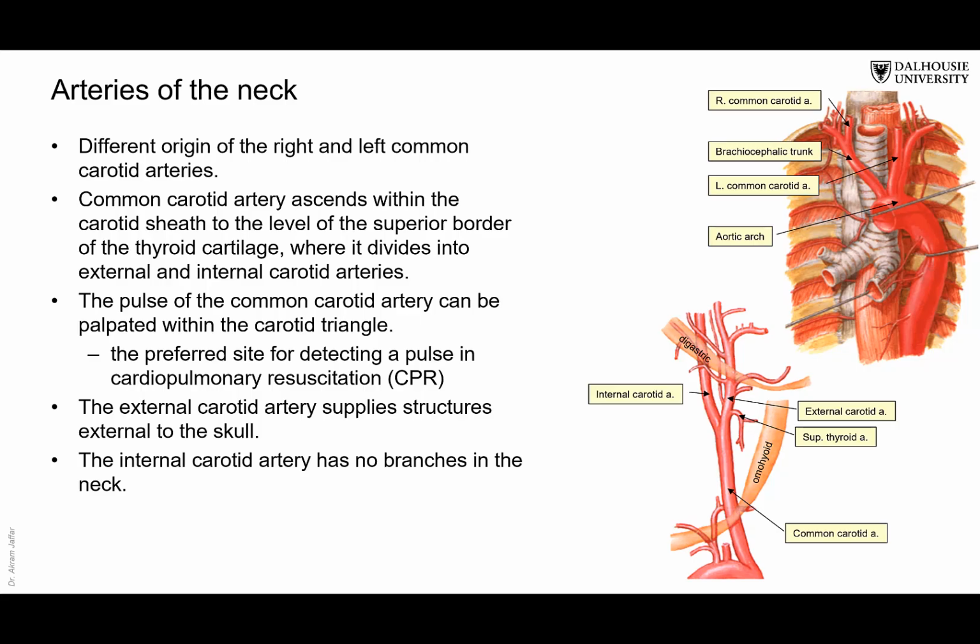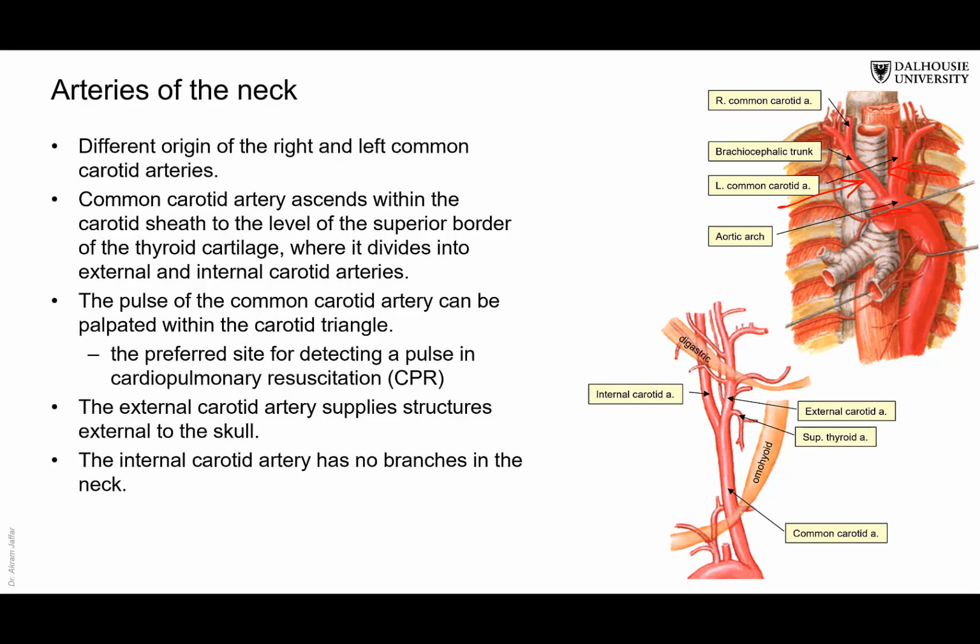Now, in the neck, the arteries in the neck, we have the carotid system. And remember that there's the common carotid artery. Remember the arch of the aorta. It has a brachiocephalic trunk, which gives the right common carotid artery, while the left common carotid artery arises directly from the arch of the aorta. This has been studied before. So they have different origins here.